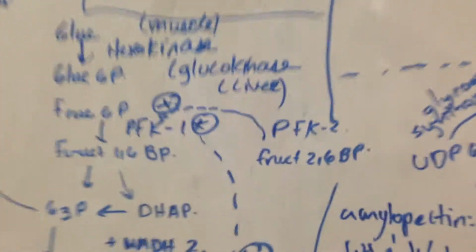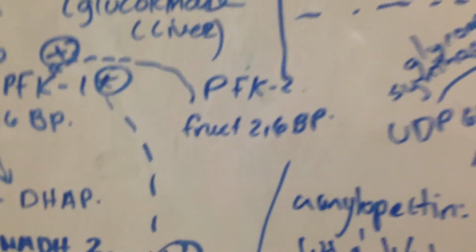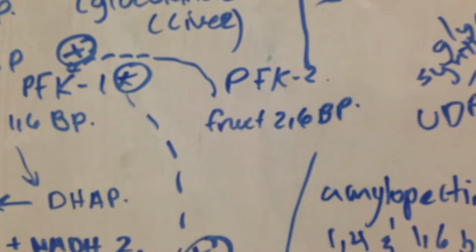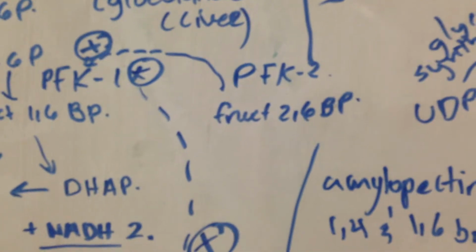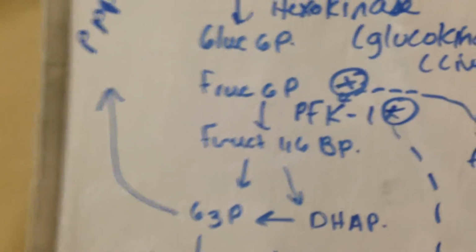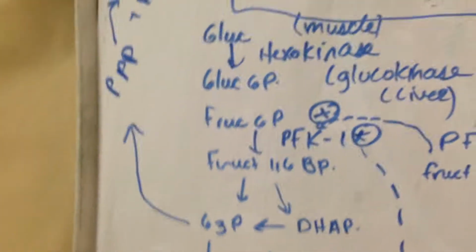Okay, we also have phosphofructokinase 2, and this one is responsible for making fructose 2,6-bisphosphate, and fructose 2,6-bisphosphate activates phosphofructokinase 1. Okay, so that you can go this way. Otherwise, you go backwards. All right.